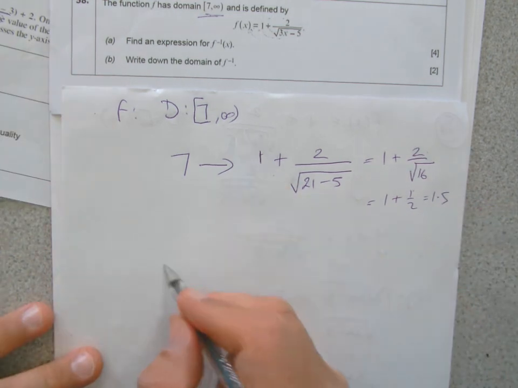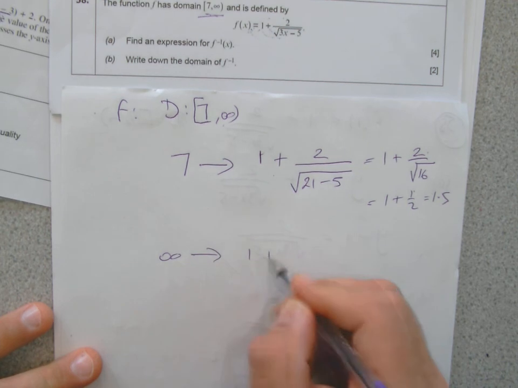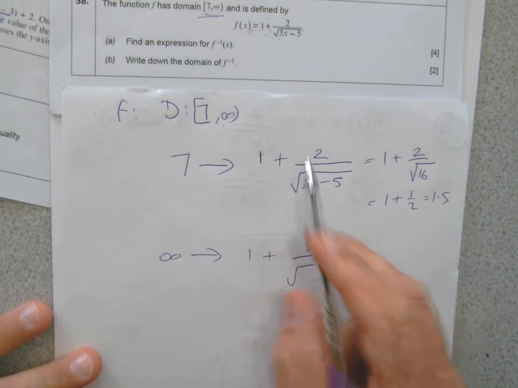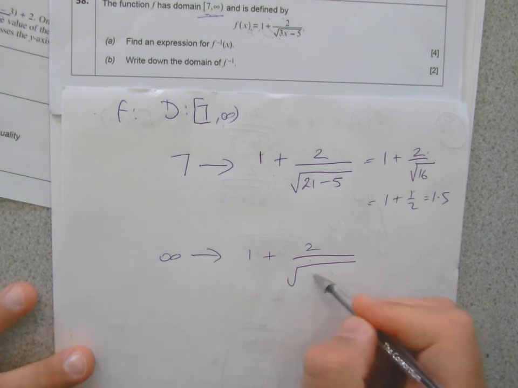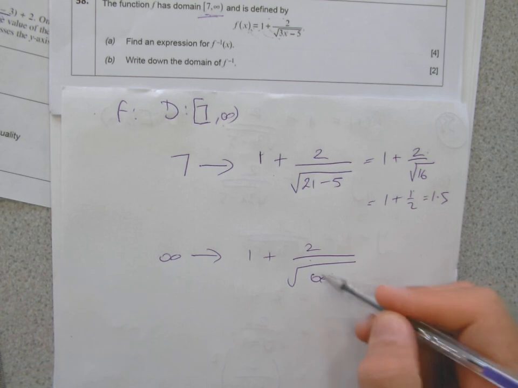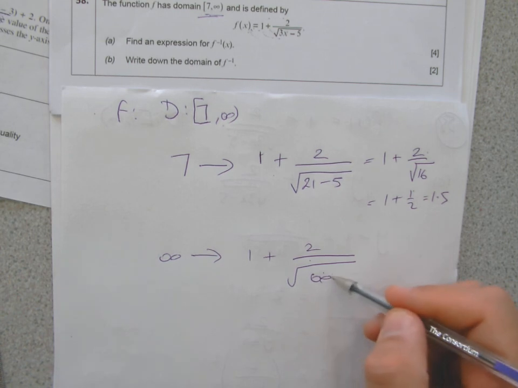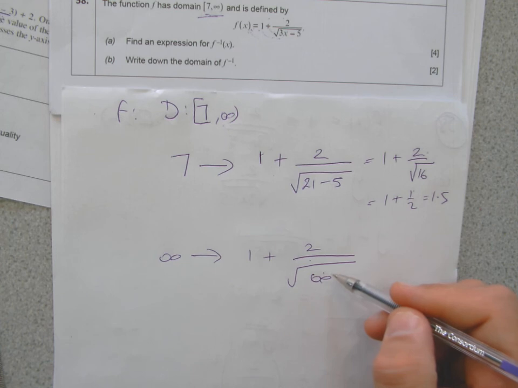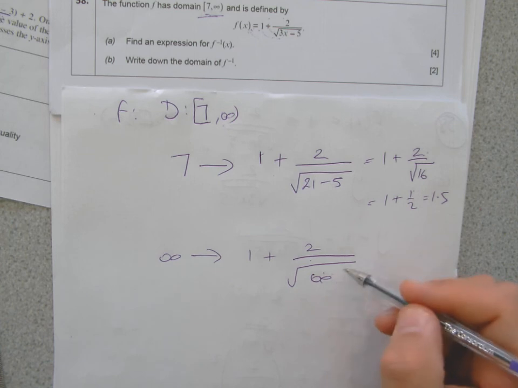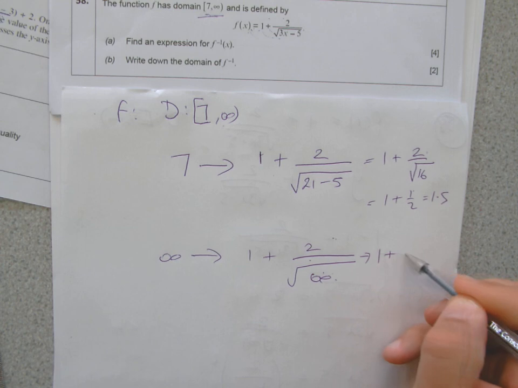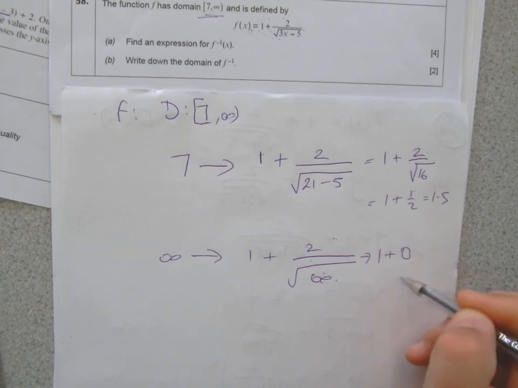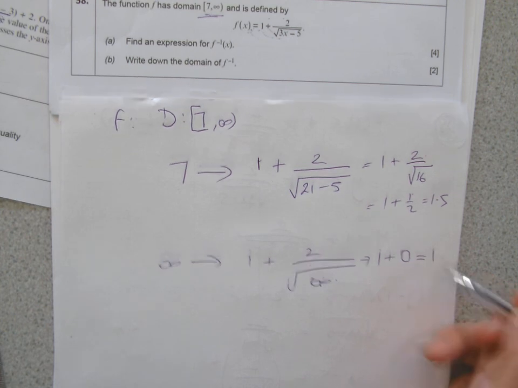And then let's put the extreme value in at the other end of the domain, so infinity in. So on the bottom you get 3 times infinity take away 5. Well, 3 times infinity is still infinity, and taking away 5 doesn't make any difference. The square root of infinity is still infinity, because a massive number's square root is still a massive number. So you've got 2 over infinity. 2 divided by a massive number is 0. So this will lead to 1 plus 0, which equals 1.